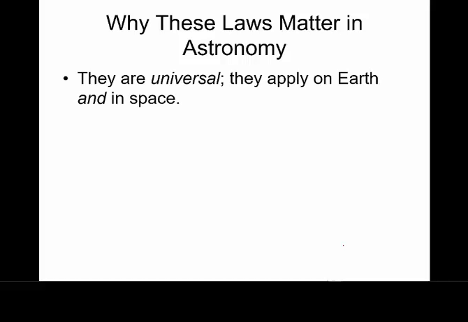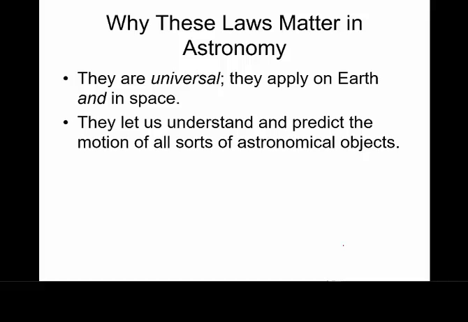Okay, now why these laws matter in astronomy. The laws of motion and gravitation are universal. They apply on Earth and in space. Up until the time of Newton, there was an assumption that one set of rules applied on Earth and a different set applied in the heavens or in space. Newton said, same rules everywhere. And they let us understand and predict the motion of all sorts of astronomical objects.